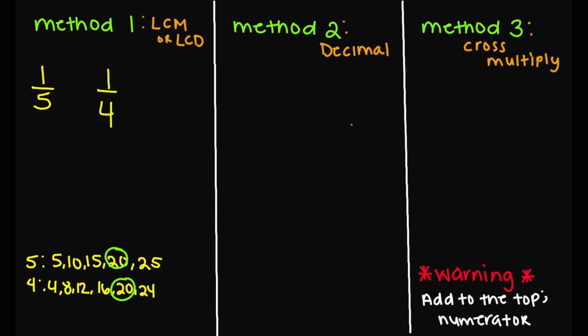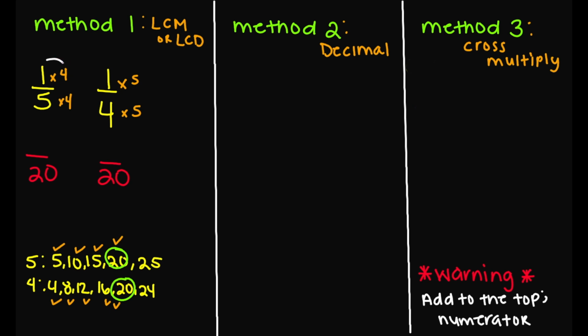So I know I need to get 20 in my denominator so that we can compare. So I need a 20 here and a 20 here as well. All right, so by looking at my 5, 1, 2, 3, 4, I'm going to multiply top and bottom here by the number 4. And if I look at my 4, I'm going to multiply 1, 2, 3, 4, 5, top and bottom by the number 5. Let's go ahead and multiply.